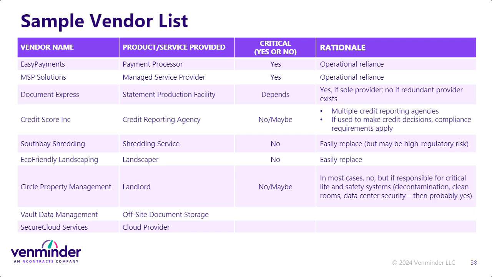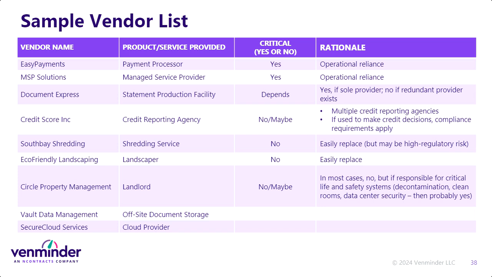Now let's talk about Circle Property Management, which is a landlord. In a lot of cases, a landlord wouldn't be considered critical because an organization can typically still operate as usual, even if the landlord goes bankrupt or suddenly shuts down. There might be legal protections in place in which that landlord's failure wouldn't necessarily have an impact on your operations.